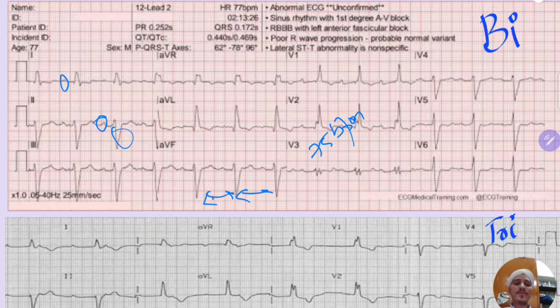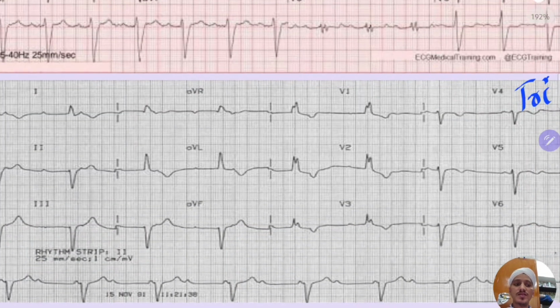Okay, so we have made the diagnosis of bifascicular block in this ECG. You can't make out any chamber hypertrophy here. Any atrial hypertrophy also you can't make out, and in V1 also you can't see any. That's all. Now coming to this ECG.